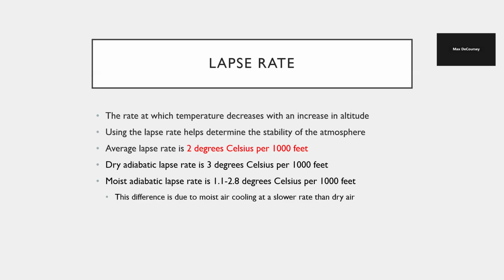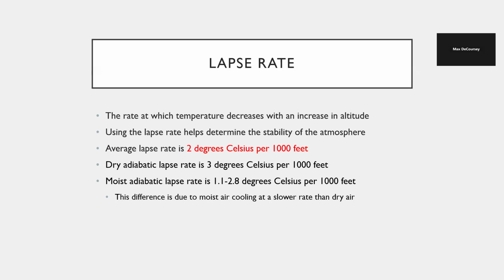We use the lapse rate to help determine the stability of the atmosphere. The average lapse rate is 2 degrees Celsius per 1,000 feet. So that's what you're going to use when you're trying to determine the stability of the atmosphere. You'll look at the winds aloft, and for every 1,000 feet, the temperature should decrease by 2 degrees. If it is not, we will say that the atmosphere is unstable.